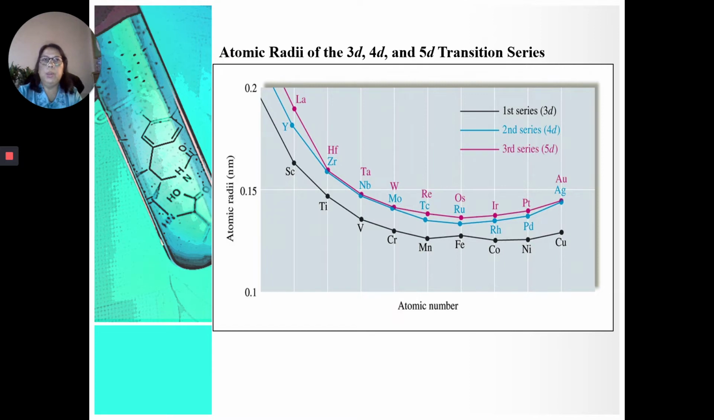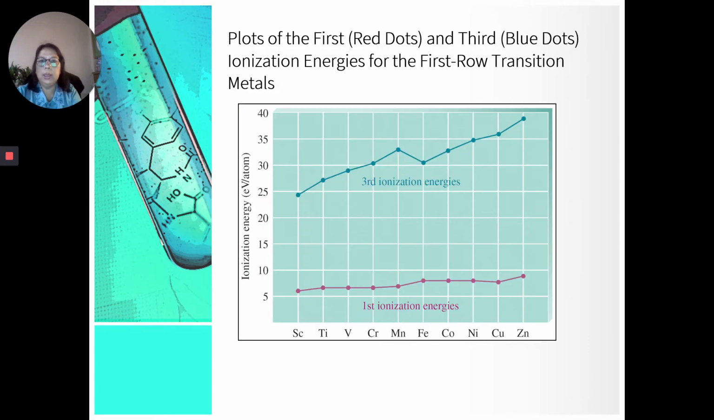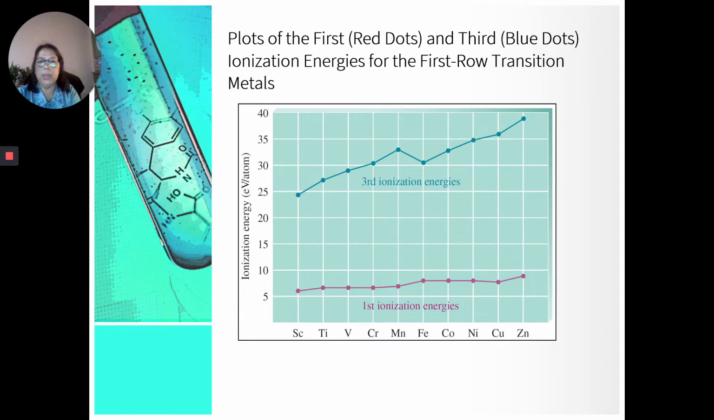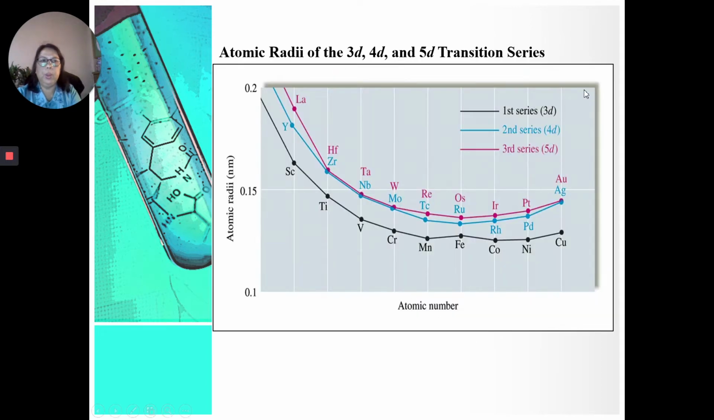In some periodic tables, you have already the assigned last distribution of electron configuration. So, as we have made mention, most of them have the 3d orbitals. If you look at it, the first series is 3d, the second series is 4d, and the third series is 5d. Okay?